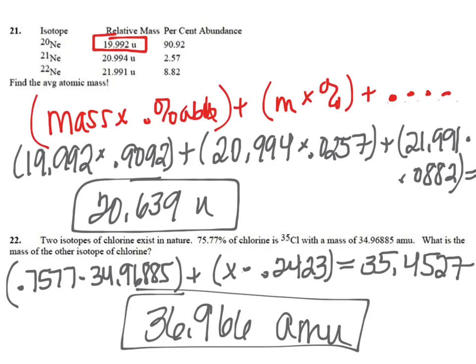Any questions on that? Oh. Yes. Where did you get the 0.2423? Because we know 75.77% of it is chlorine, so the other, to take me up to 100%, would get me that other percent abundance. So 24.23%.